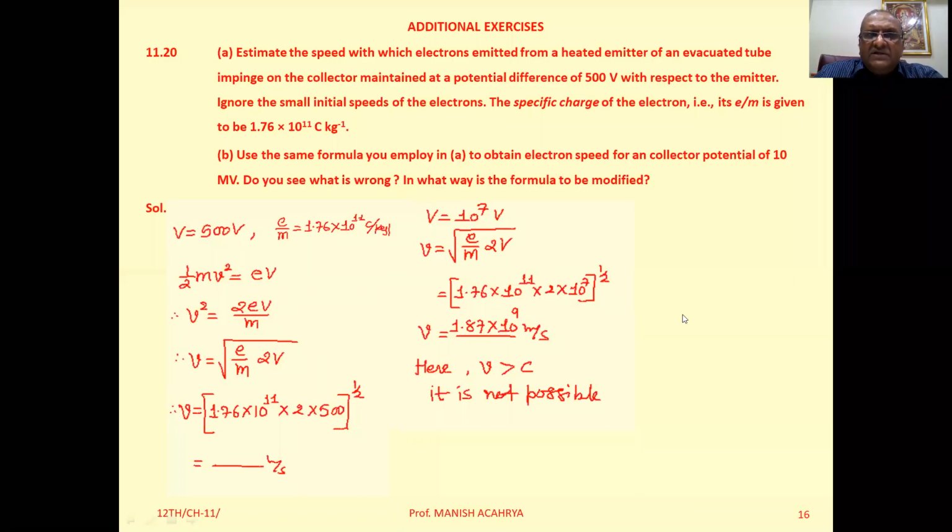A. Estimate the speed with which electrons emitted from a heated emitter of an evacuated tube impinge on the collector maintained at a potential difference of 500 volt with respect to the emitter.